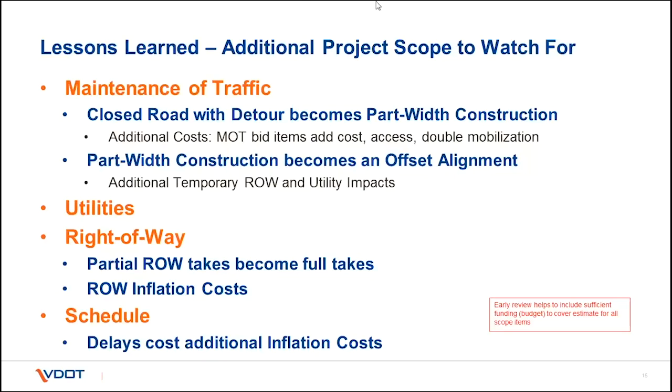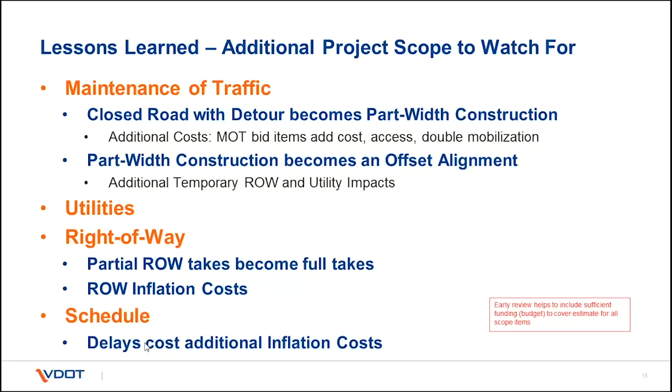Same thing, we've had projects with part width construction assumed, and then we were forced to go to an offset alignment. Again, that starts picking up temporary and permanent right-of-way and utility impact. So just reviewing that MOT concept early on is essential to getting an estimate right. Utility impacts always seem to be underestimated, and right-of-way costs always seem to be underestimated. We've seen right-of-way partial takes become full takes, or just underestimating the right-of-way costs. Always include inflation with the right-of-way costs, and I'll cover that a little bit more later on.